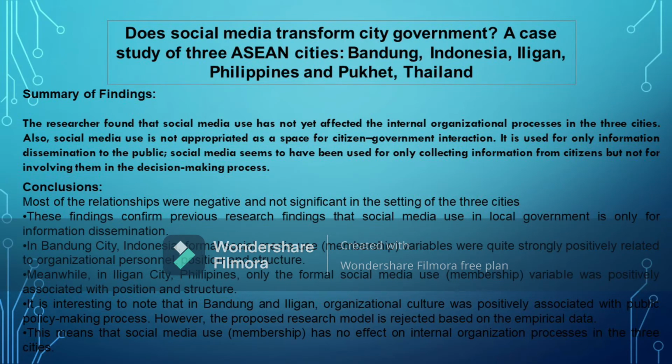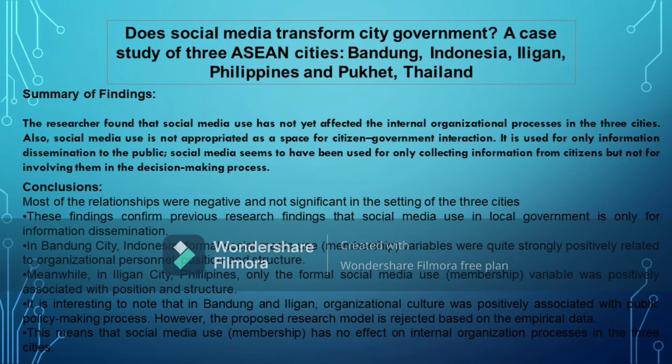Social media seems to have been used only for collecting information from citizens but not for involving them in the decision-making process. Conclusions. Most of the relationships were negative and not significant in the setting of the 3 cities. These findings confirm previous research findings that social media use in local government is only for information dissemination.